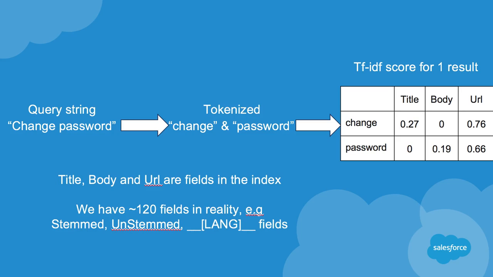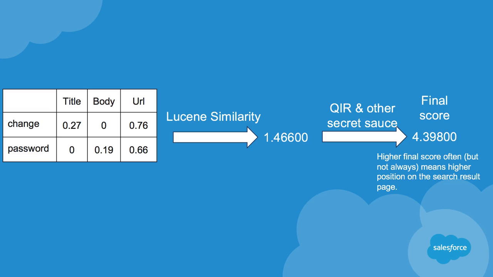With this simple example, the search term change password would generate a 2x3 table of TF-IDF scores for a document with 3 fields. In reality, the number of fields is much higher, and the length of the search term is much more variable, which determines the number of rows in the TF-IDF table. These TF-IDF scores are fed into a ranking function which produces a score.